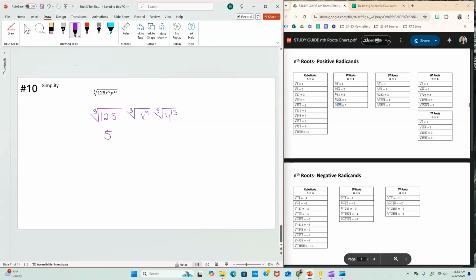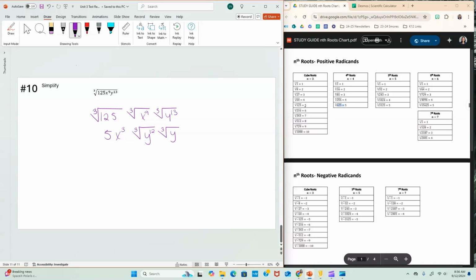If we look at this exponent on x, 9 is divisible by 3. So I'm just going to do 9 divided by 3. And that's going to give me x cubed. Now I need to look at the y to the 13th. 13 is not divisible by 3, so I need to rewrite it. The biggest number less than 13 that's divisible by 3 is 12. So I can rewrite this as y to the 12th and then the cube root of y.